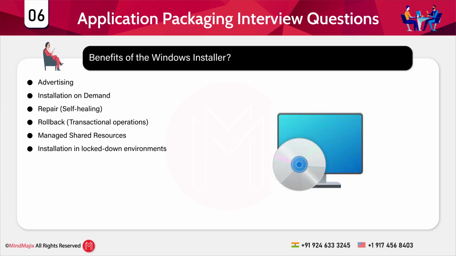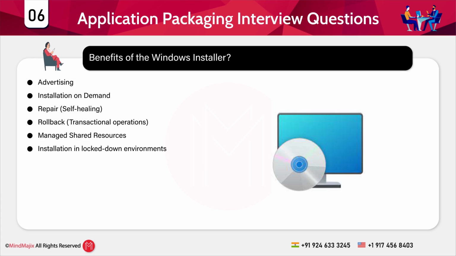Repair and self-healing. This property is only there for MSI. We cannot repair or self-heal an exe application. If any application file is removed by mistake, and the application has an advertised shortcut or any advertising property, then we can self-heal that application, and the missing file will automatically come back if we double click on the shortcut.